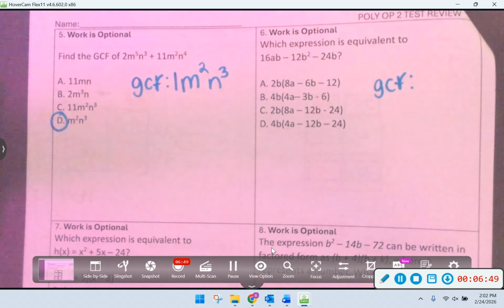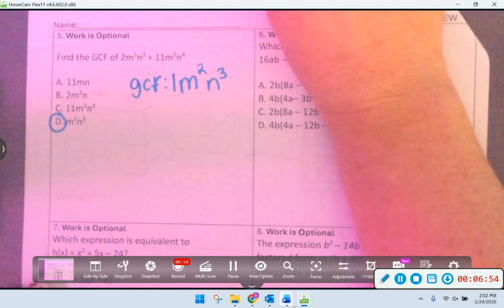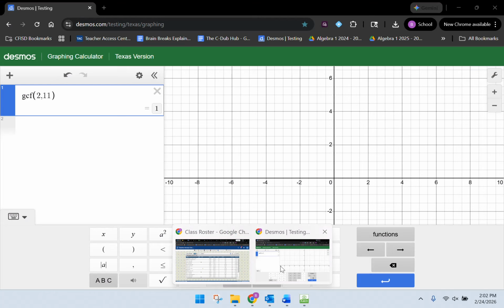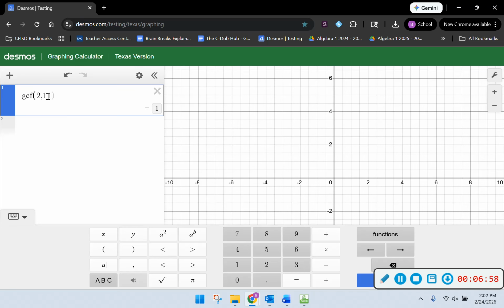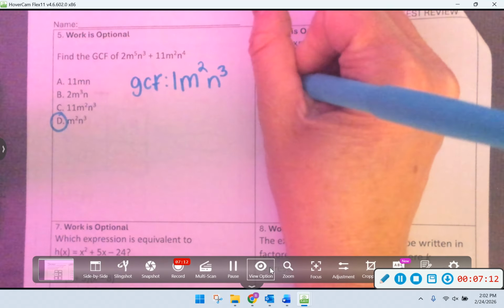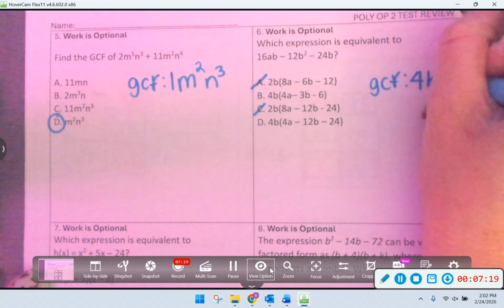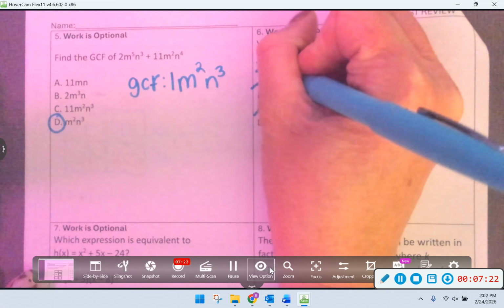All right, number 6. We're going to check for the GCF just like we did this one. So I'm going to pull up my Desmos. We're going to do 16, 12, 24. Our GCF is 4. Okay, looking at my answer choices, I'm going to cross off the ones that have 2, so A and C. Each of these also have a B, so we're going to divide each of these by 4B.